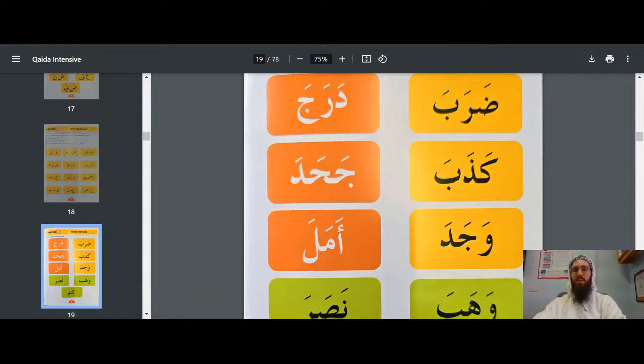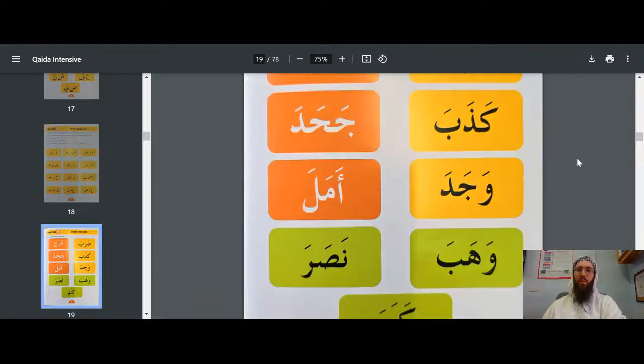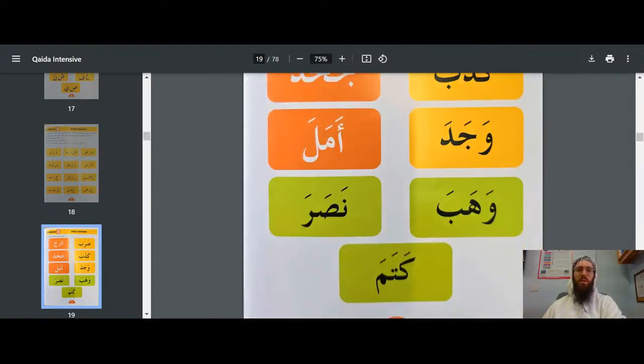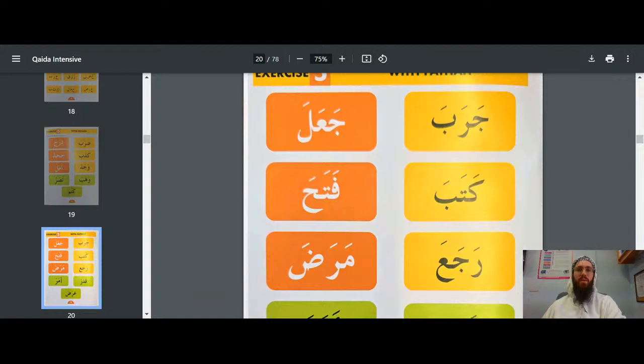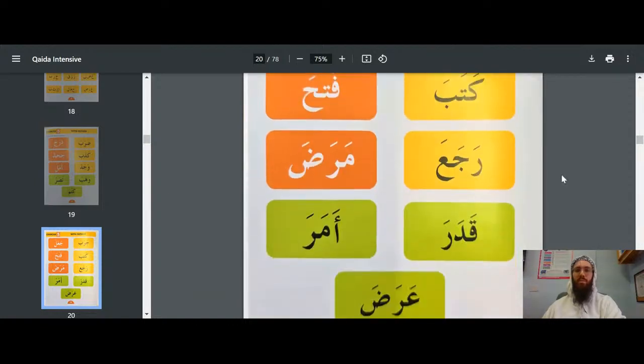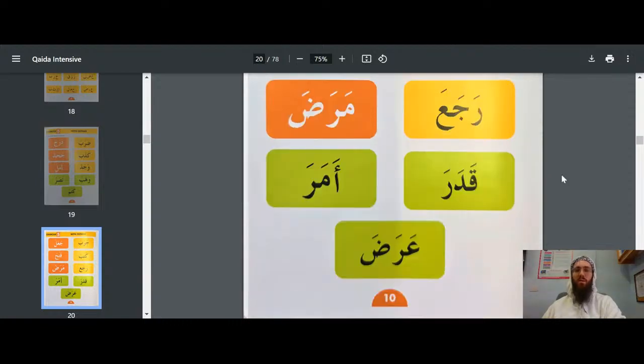So that letter, they're combined now. Da, ra, ba. Da, ra, ja. Kadhaba. Jahada. Wajada. Amala. Wahaba. Nasara. Katama. Right? And we have more to practice. Jaraba. Ja'ala. Kataba. Fataha. Raja'a. Marada. Qadara. Amara. Arada.